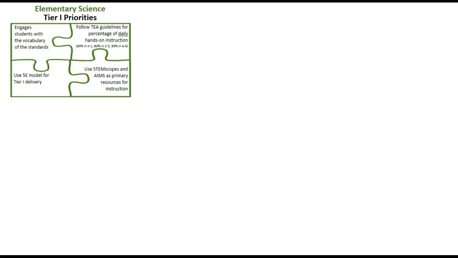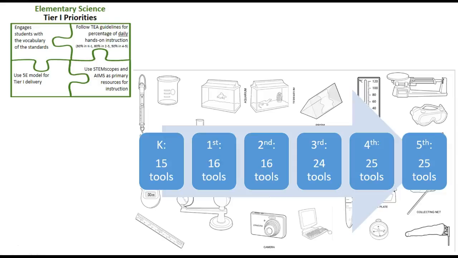So I wanted to talk about that. Specifically, we're going to talk about this component right here, following the guidelines for daily instruction and making sure that it's at least 50% hands-on in the 4th grade. One of the ways I wanted to frame that for you was by reminding you of the tools. This is a vertical look at all of the science tools listed in the process skills for 4th grade. And in 4th grade, you have 25 tools that are listed.